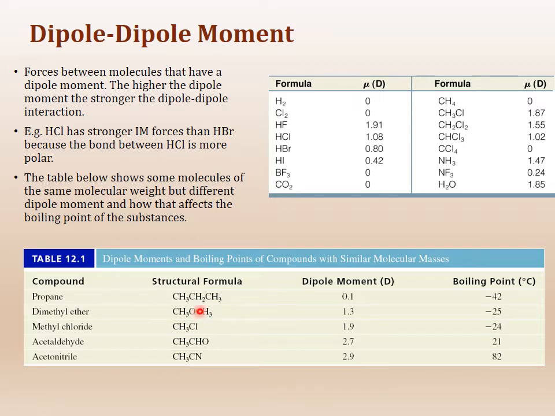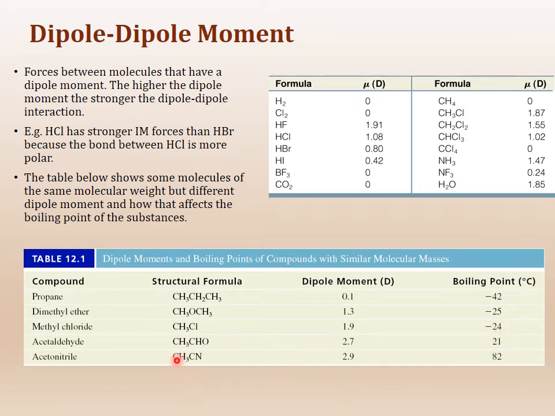So the shape of this one is bent, and because this is bent, it does have a little bit of a dipole moment because oxygen is very electronegative. So you can see the change in the boiling point for this compound. Then when you get to methyl chloride, there is quite a bit of dipole moment and the boiling point goes higher. Acetaldehyde, which has a carbon double bond oxygen, and this one is a trigonal planar structure, really high dipole moment. Carbon double bond oxygen is a nice polar bond, and so now the boiling point is in positives.